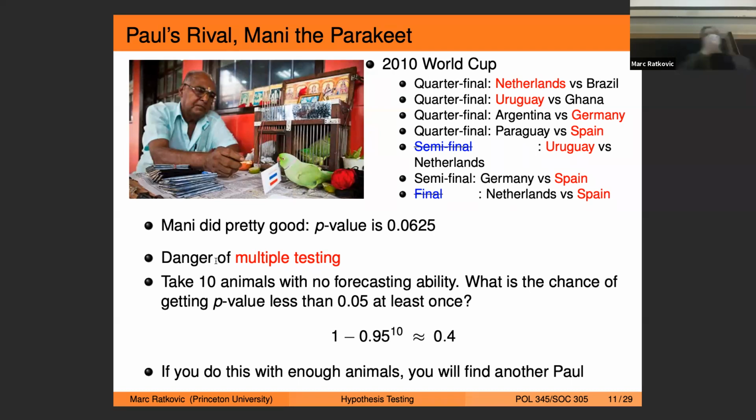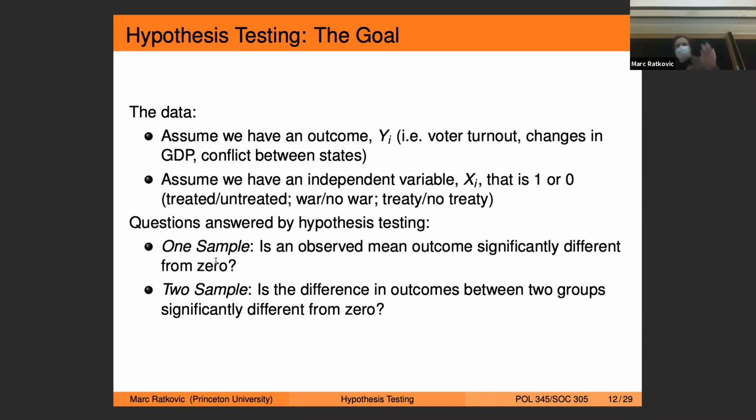This is the problem with multiple hypothesis tests. If we're testing many things, something will come out statistically significant, and we want to guard against this. The hypothesis is that the outcome is a sampling error, and the question we're going to answer is whether an observed outcome is significantly different from zero, that is, whether the difference between groups is statistically different from zero. So let's talk about how we're doing this.